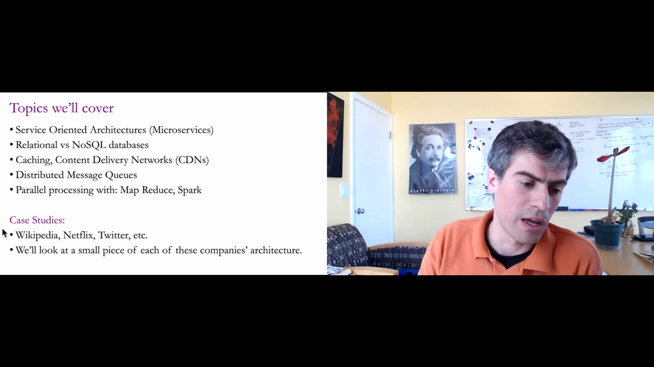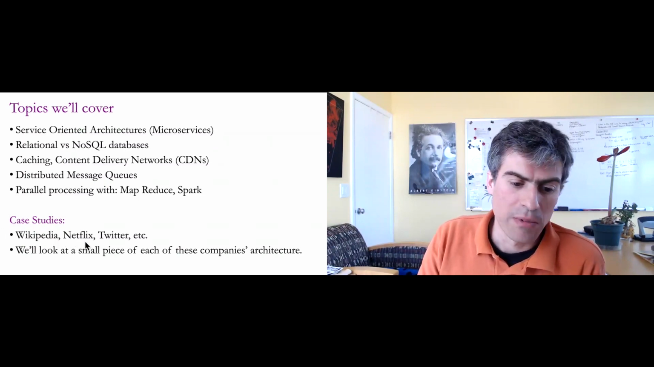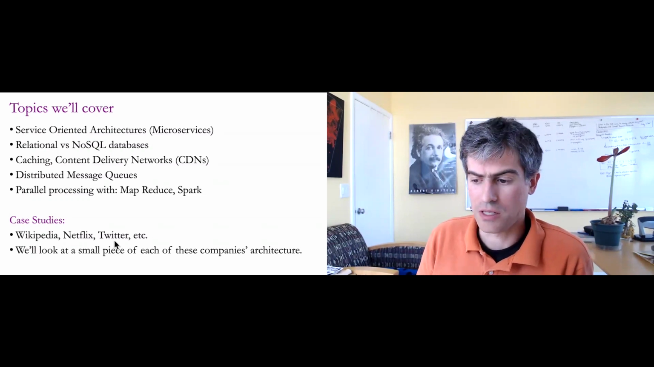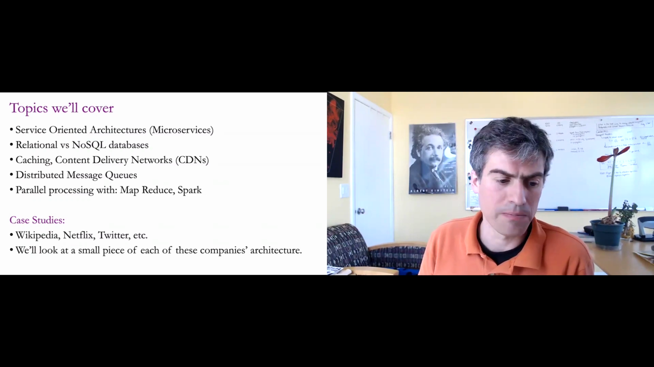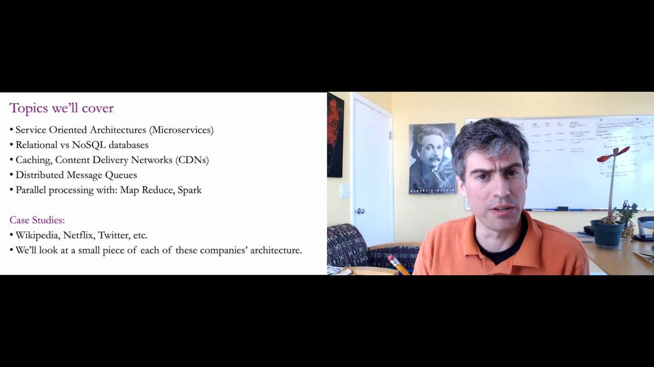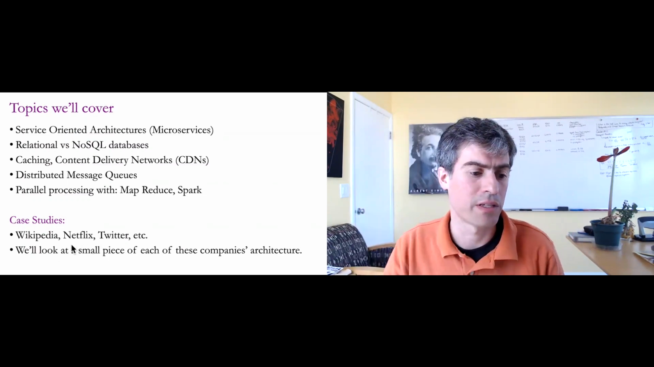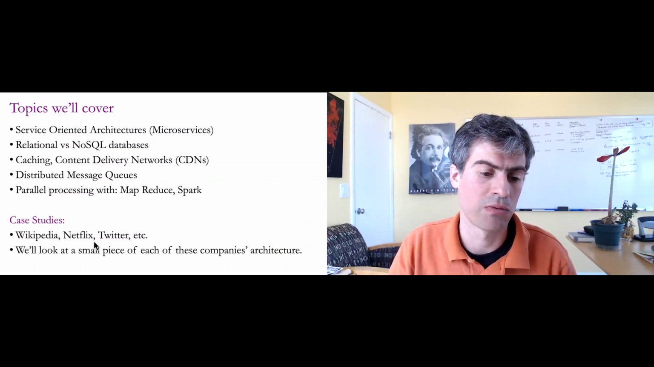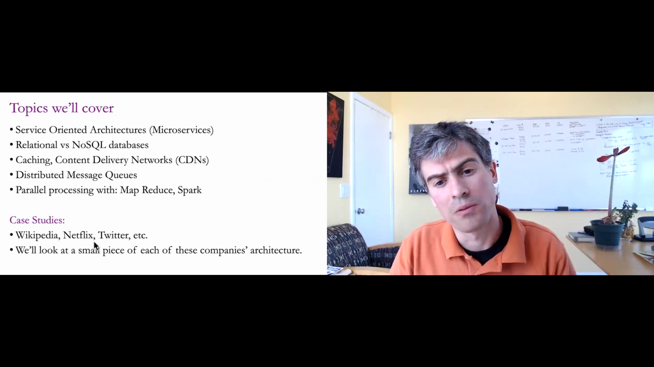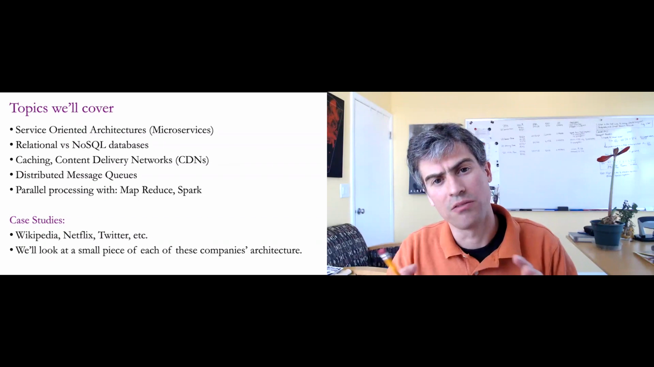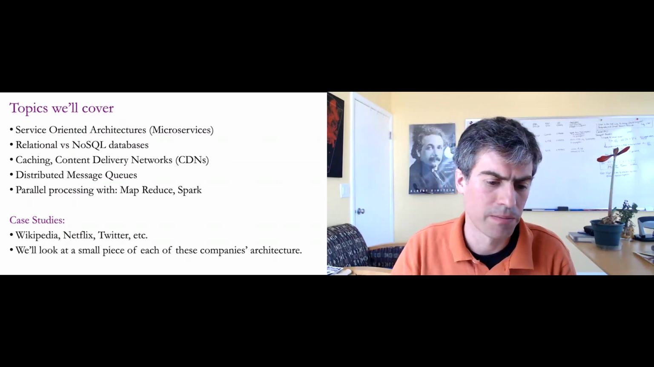So we're going to look at Wikipedia, some stuff from Netflix, Twitter, and some other companies as we proceed to see how their systems are built. Usually we're not going to go through the whole architecture of any one company, except we are going to do that for Wikipedia. But for these other ones, we're just going to look at one problem that they have and how they solved it as a case study.